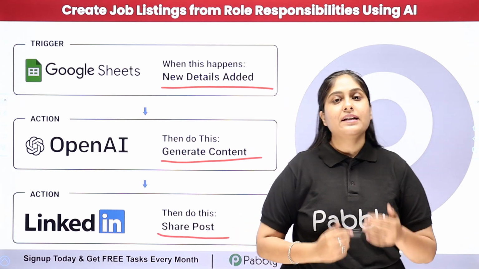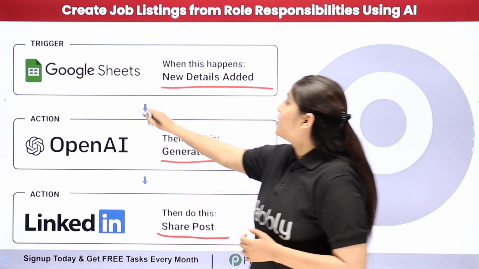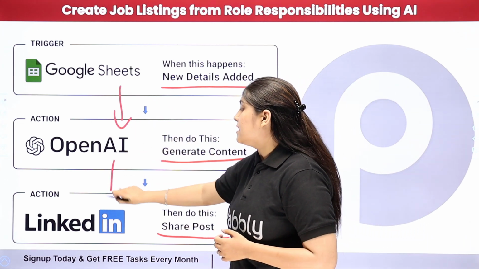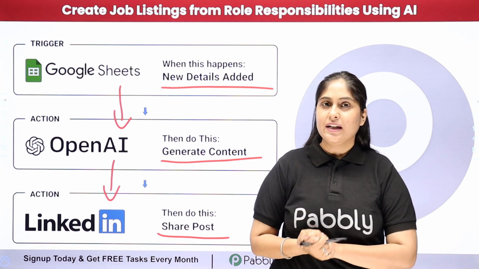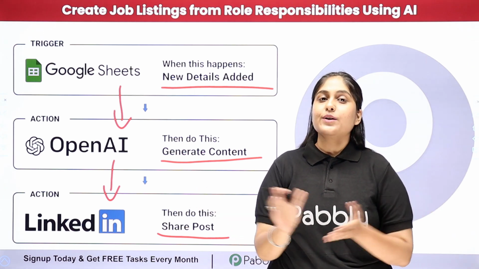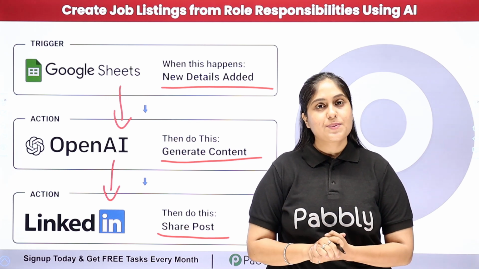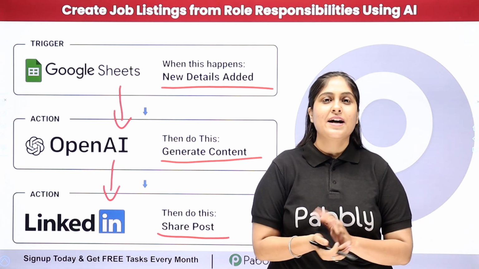So now here to automate the entire process, I need to connect my Google Sheets with my OpenAI account and my LinkedIn account using an automation software named as Pabbly Connect. So now here to see the working of this automation and to learn this process step by step, let me all take you to my screen.